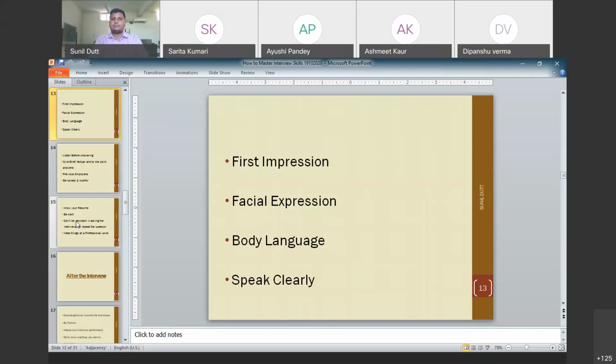Speak clearly. You need not be too loud or too low. You better be in a pitch which may not shriek. You better be clear, precise, succinct, to the point. Everybody must have read precis writing. This is what you are going to present yourself, conveying the maximum in the minimum.